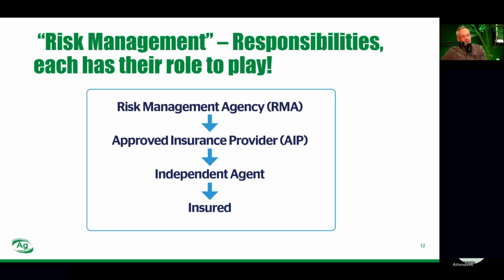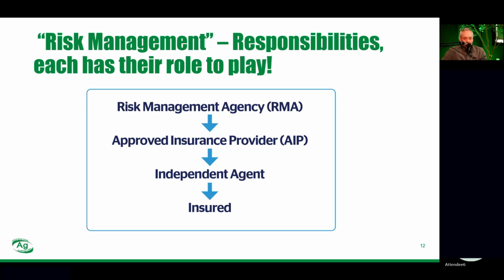So how about the layout of the program? I talked about this before a little bit, but crop insurance works as a public-private partnership. The public side of it, the government side of it, is all managed by the Risk Management Agency, or RMA. They are a branch of the USDA, and they're the ones setting the rules, looking at the rates, expanding the program, offering different crops.